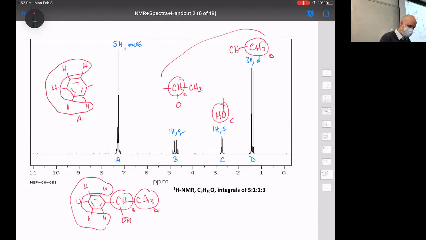All of those guys are A. This guy right here is C. So that's your molecule. It's a benzene ring with a 2 carbon chunk, and OH coming off of the first one.